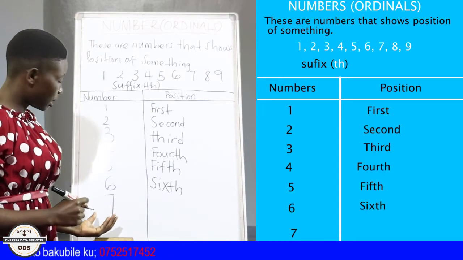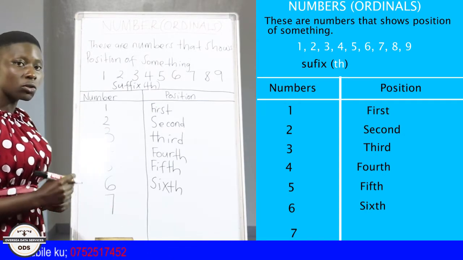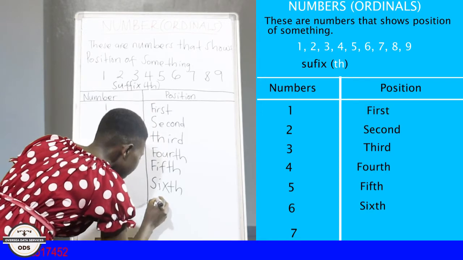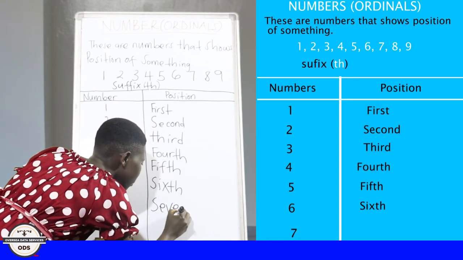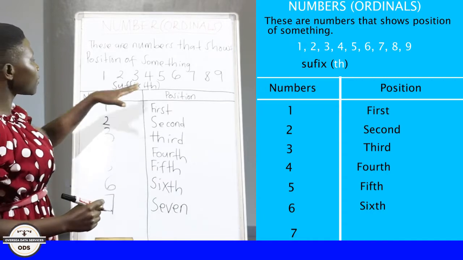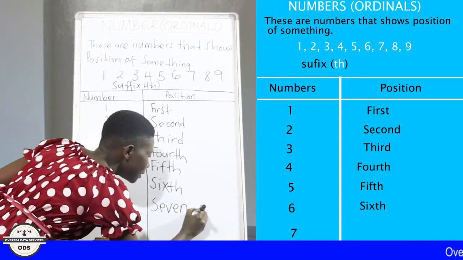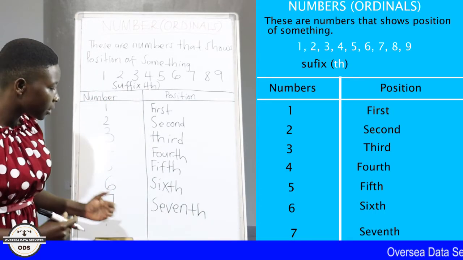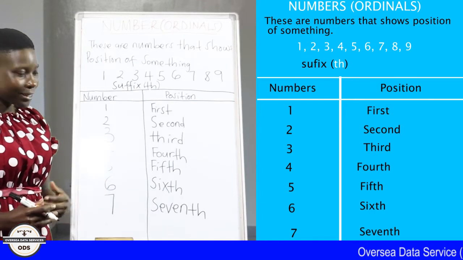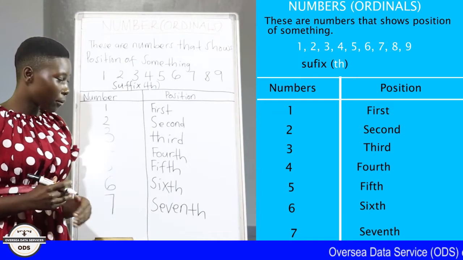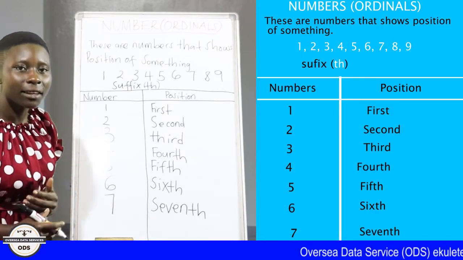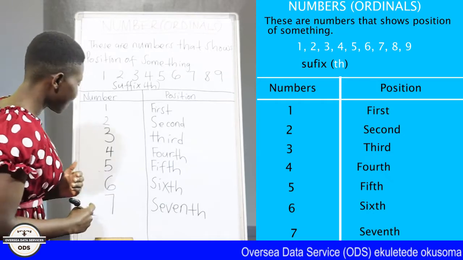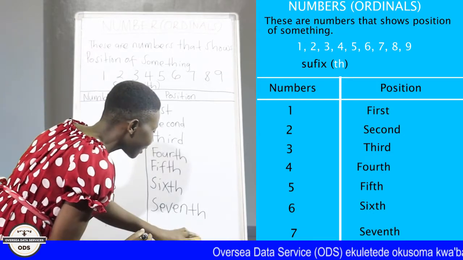Okay, let us continue. We have number 7. How do we position number 7? You write 7, then you add the suffix th, and the pronunciation changes. At first we were reading this one as 7, but the pronunciation has changed. Now we are pronouncing it as 7th, like that.